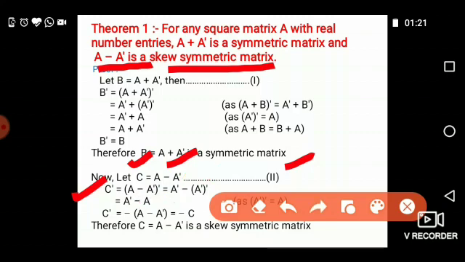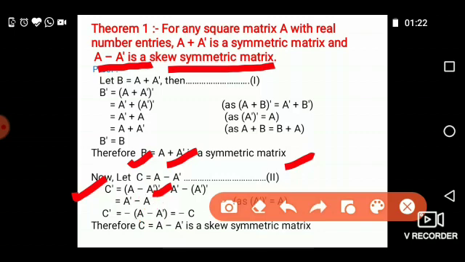Similarly, A dash remains same and A dash of dash is always equal to A. Therefore, C remains as it is, and C dash is equal to, I'll take the minus sign from the above equation. Therefore, if I take a minus sign, plus A dash becomes minus A dash and minus A becomes plus A.